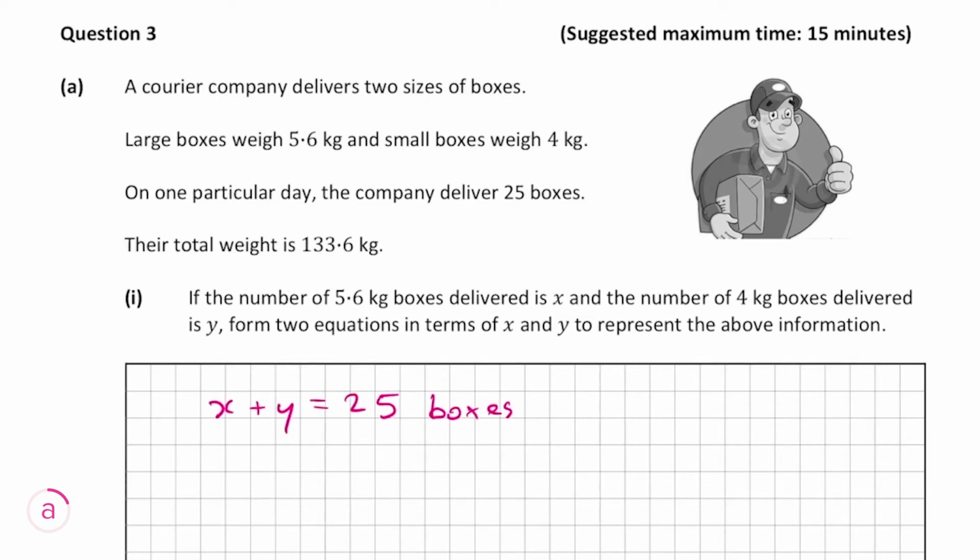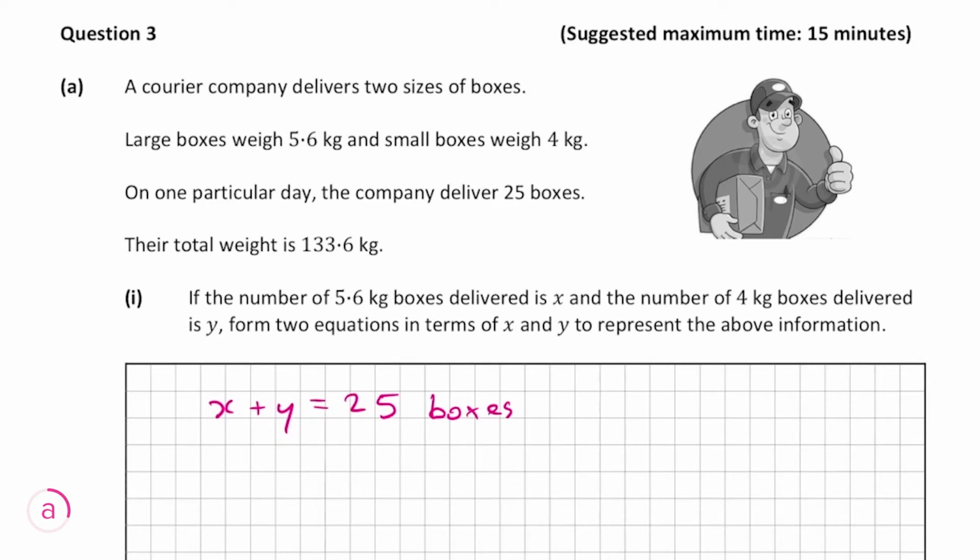So the first equation we can write is that x plus y is equal to 25 boxes. Since x represents the number of 5.6 kg boxes that were delivered, and y represents the number of 4 kg boxes that were delivered, and we know that 25 boxes were delivered in total on this particular day, we know that x plus y must be equal to 25.